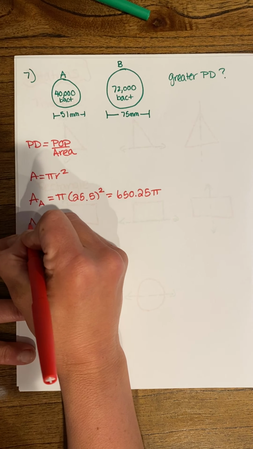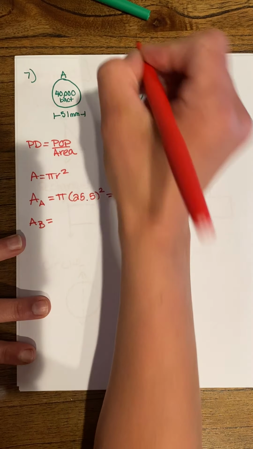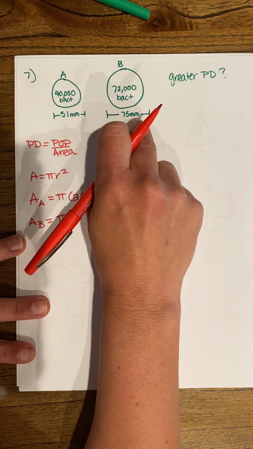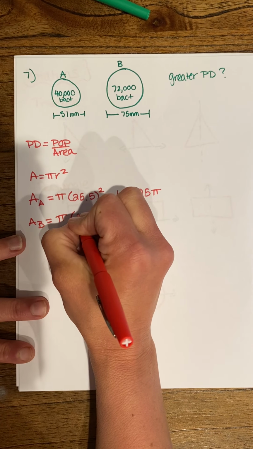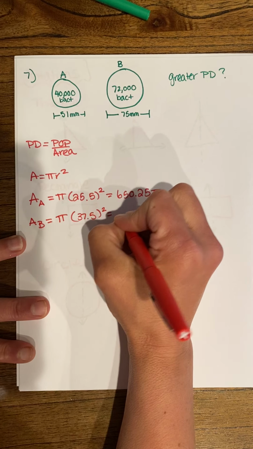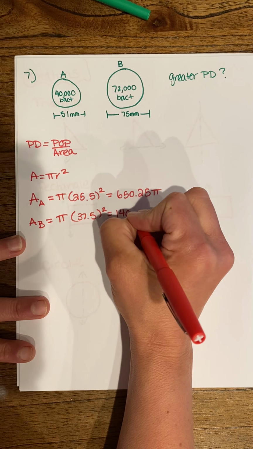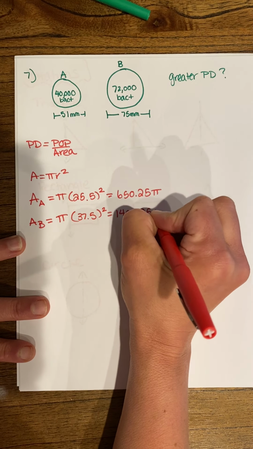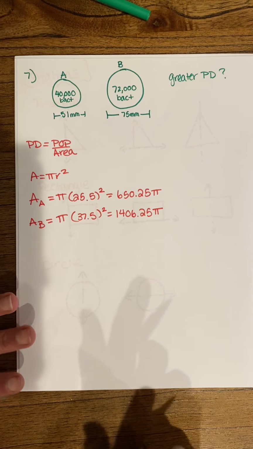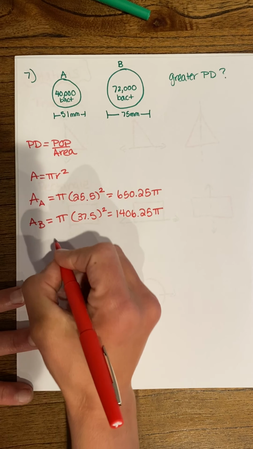I also need, for this problem, the area of B. So that's going to be pi, again, half of 75, ends up being 37.5 squared. Okay, so again, if you square that out, you get 1406.25. Let's tack on the pi. Okay, so now we have the areas we need, so let's compare the population densities.